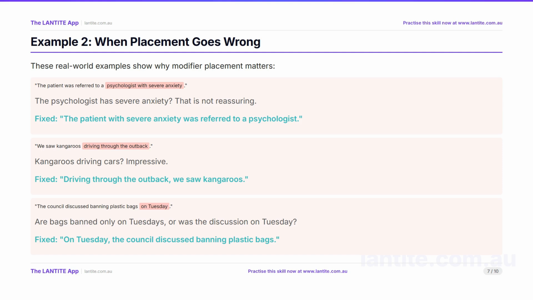Here are some examples that show why placement really matters. The patient was referred to a psychologist with severe anxiety. The way this is written, it is the psychologist who has severe anxiety, not very reassuring. The fix is to move the modifier next to patient. Next one, we saw kangaroos driving through the outback. This puts the kangaroos behind the wheel. To fix it, move the driving phrase to the front next to we. Driving through the outback, we saw kangaroos. And finally, the council discussed banning plastic bags on Tuesday. Were the bags only banned on Tuesdays, or was the discussion on Tuesday? Moving on Tuesday to the front of the sentence clears up the ambiguity completely.